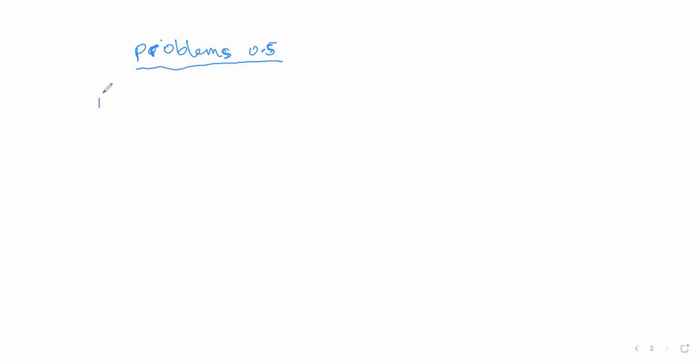Let me quickly look at number 1. So number 1 says factor the following expressions completely. Completely simply means you factorize until you can no longer factorize. Factor the following expressions completely.